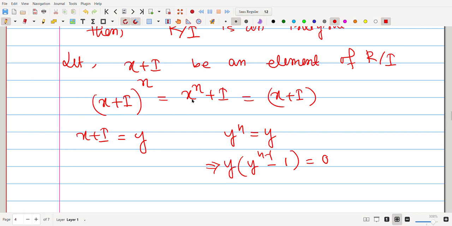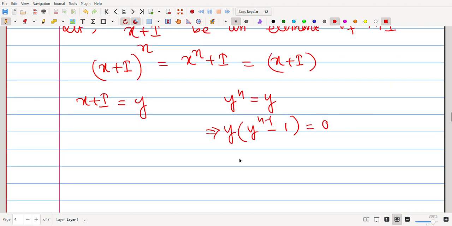Now x plus I is an element of R mod I, and R mod I is an integral domain. So in an integral domain, the product of two elements being 0 implies either one is 0, right? That means it will imply that y is 0 or y power n minus 1 is 1. So it will imply y is a unit.